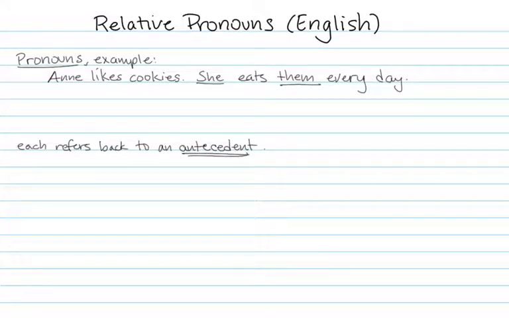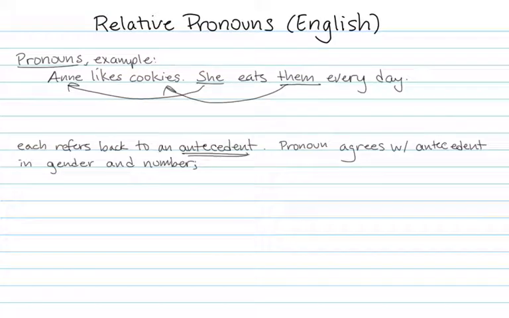Each pronoun refers back to an antecedent. The antecedent of she is Anne, which means that she refers back to Anne. And the antecedent of them is cookies, which means that them refers back to cookies. Every pronoun agrees with its antecedent in gender and number. So Anne is female and singular, so we use she. And cookies are plural, so we use them.